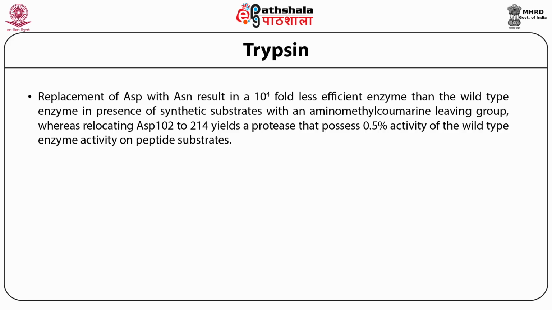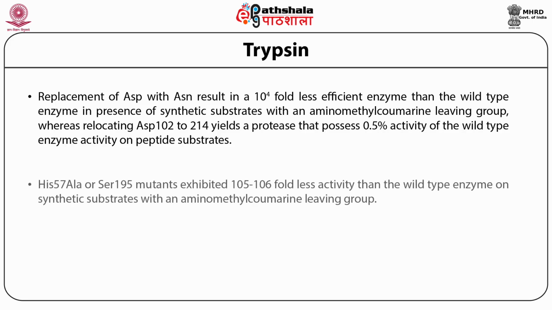in the presence of synthetic substrate with the amino-methylcoumarin leaving group, whereas relocating aspartic acid 102 to 214 yields a protease that possesses 0.5% activity of wild type enzyme. It shows that the aspartic acid 102, although it is not involved in direct reaction, plays a significant role when you're talking about the catalysis of the trypsin.